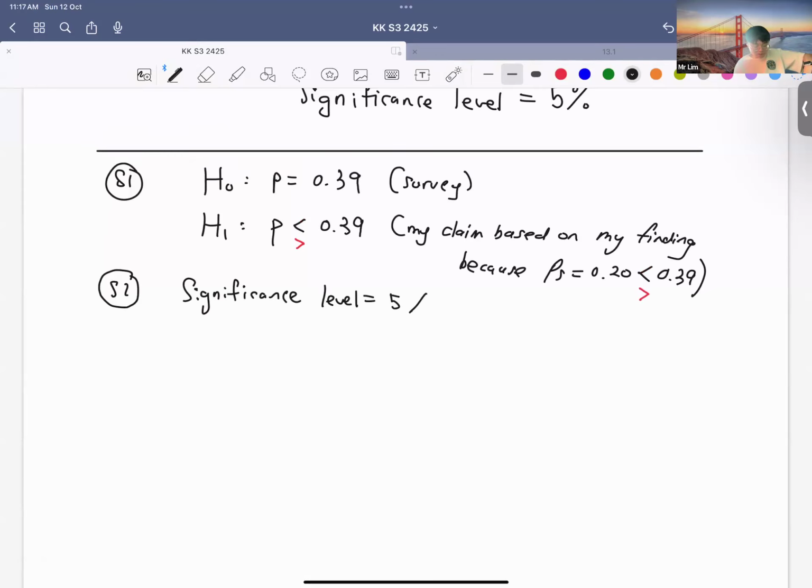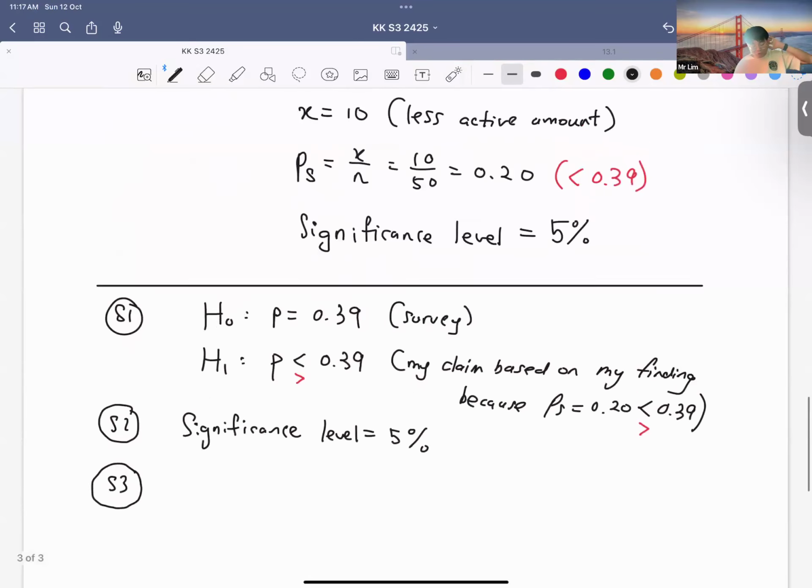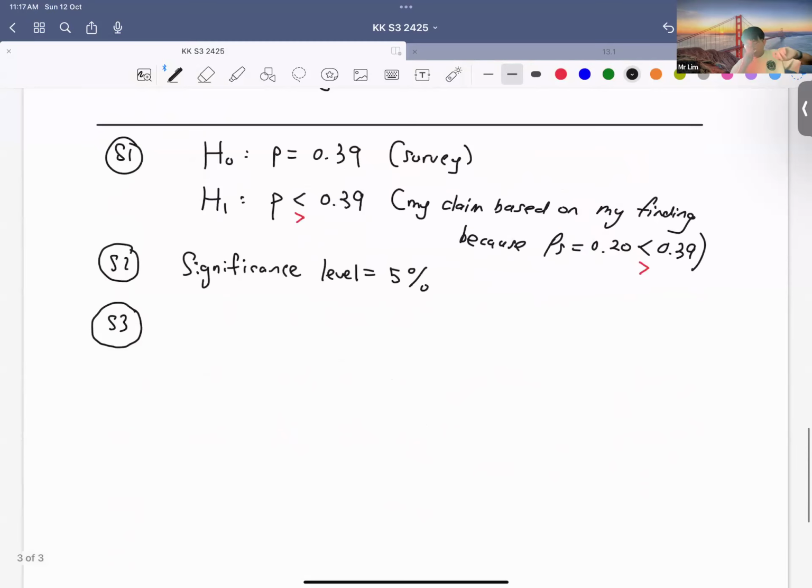Is equal to 5%. This is standard. During your work, you should always state it. Okay? Even though you already stated it just now. Okay, step 3 is what we have to say.